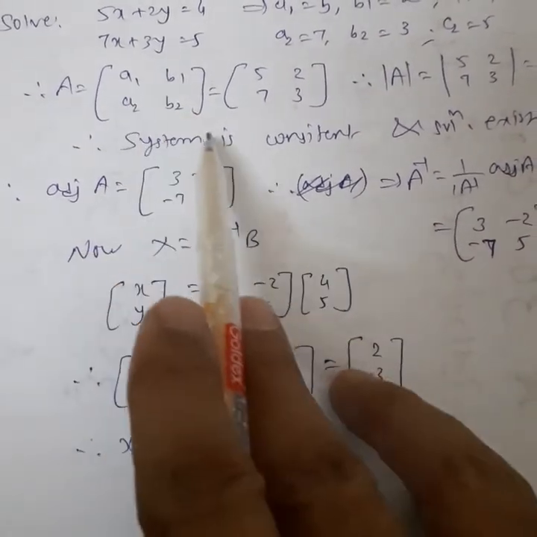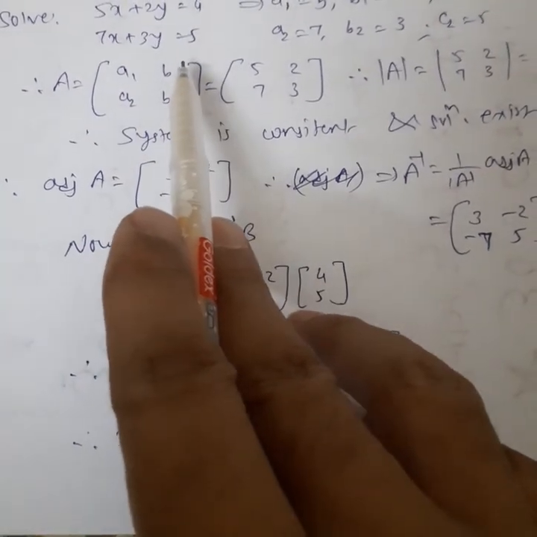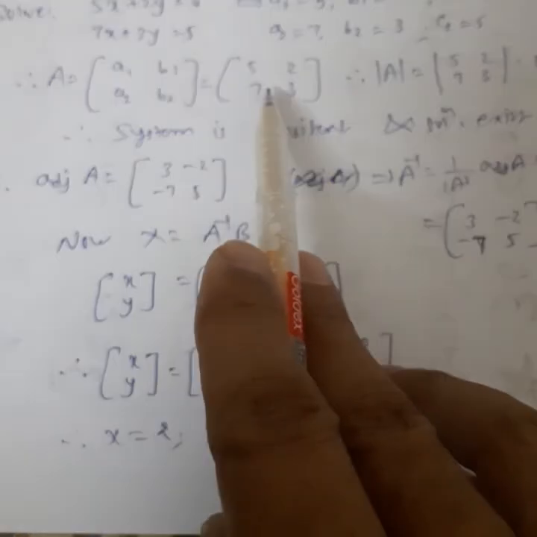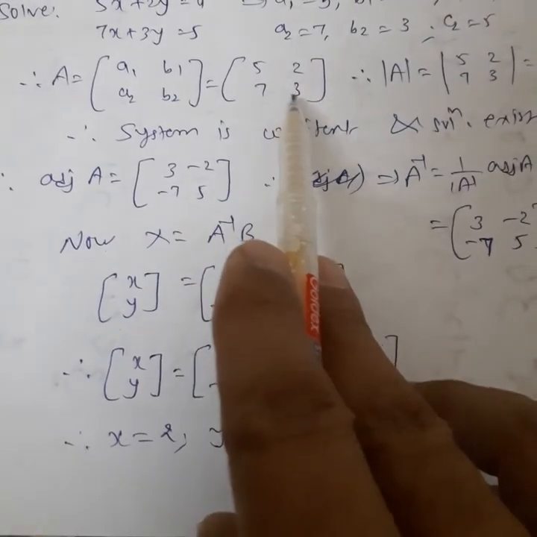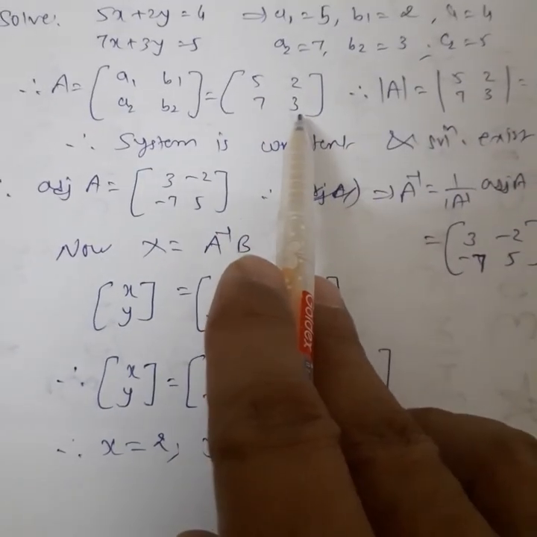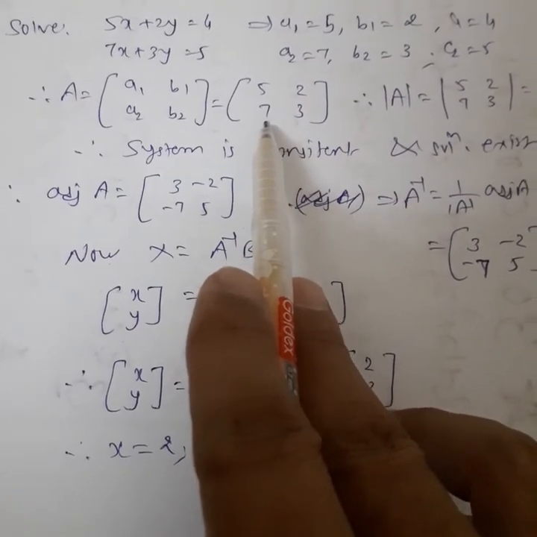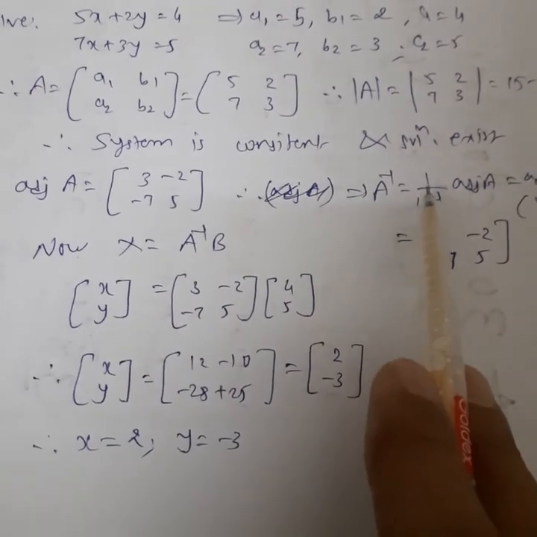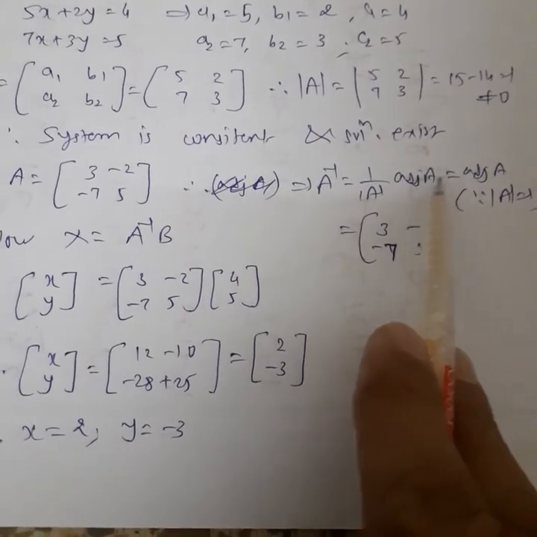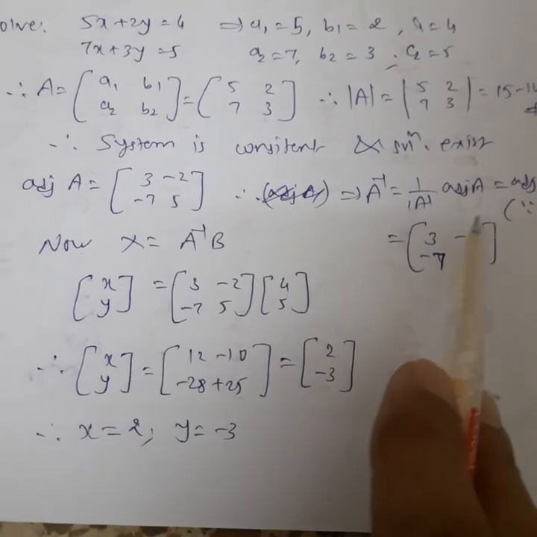For a 2 by 2 matrix, we know that the entries of the principal diagonal are interchanged and the sign of the elements of the secondary diagonal should be changed. So for this matrix, we get the adjoint, that is 3, 5, which are the elements of the principal diagonal, and minus 2, minus 7, which are the elements of the secondary diagonal. Now we apply the formula A inverse equals 1 by determinant A into adjoint A, but determinant A is 1, so we get only adjoint A. So we have A inverse equals adjoint A.